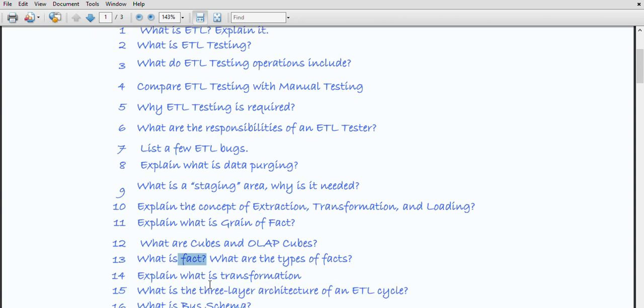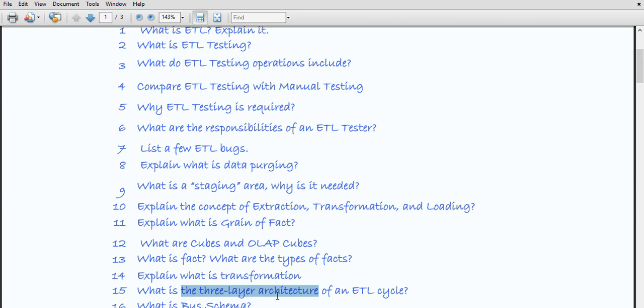Then, what is meant by transformation? Transformation is a repository object which generates, modifies or passes the data. Transformations are of two types, that is active and passive transformation. Then the next question is: what is the three layer architecture of the ETL cycle? Basically the three layers are the staging layer, data integration layer and access layer. These are the three layers of the ETL cycle.